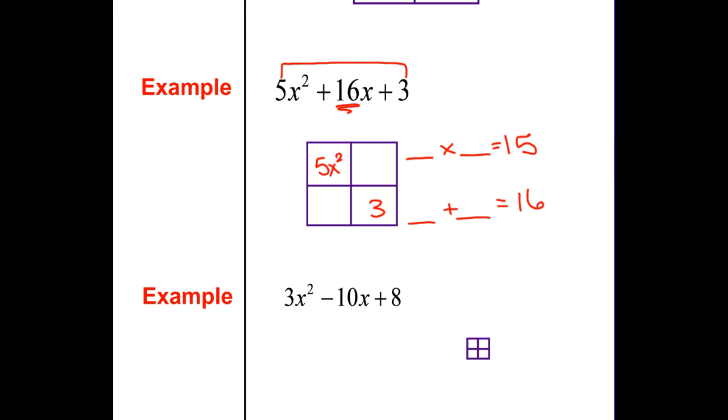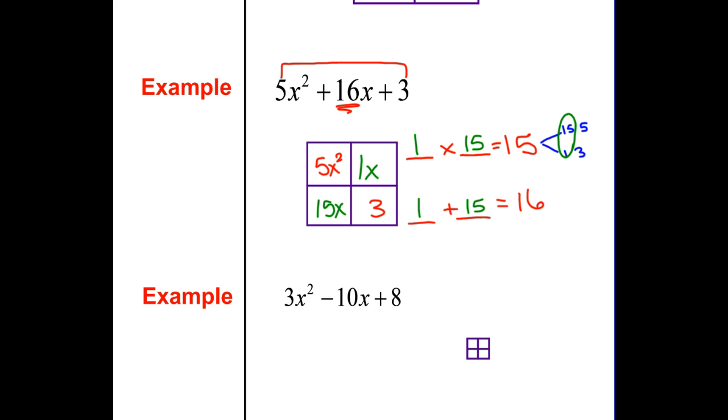So now I'm going to list out all my multiples of 15. Well, we have 1 and 15, 2 and nothing works, so 3 and 5 works. Let's see what else. That's all that multiplies there. Now we have to look at which one of those multiples adds up to 16. Well, it's pretty easy to see that it's 1 and 15. 1 times 15 equals 15, and 1 plus 15 equals 16x. So I'm going to put those in my box here.